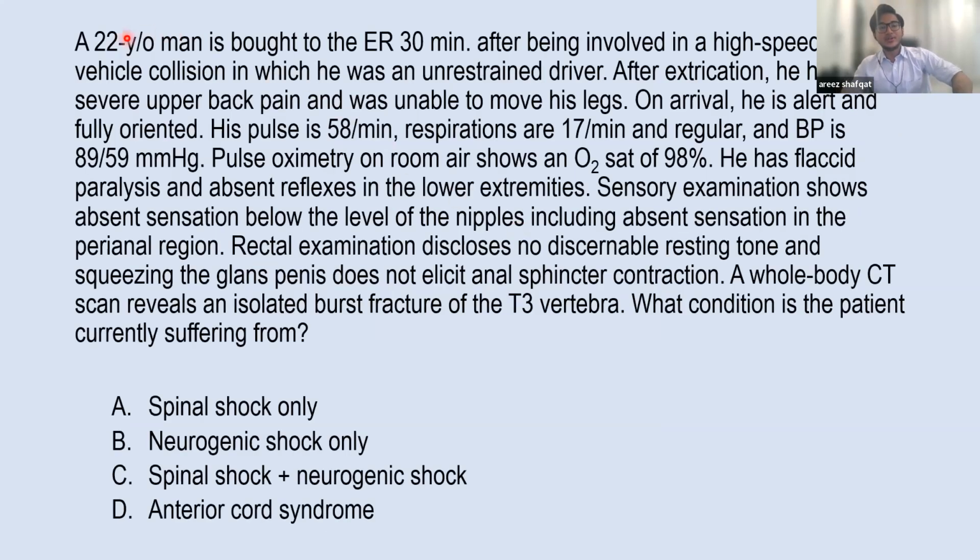So this 22-year-old man, I made up this scenario just so you guys should be aware of this distinction, all right? A 22-year-old man is brought to the ER 30 minutes after being involved in a high-speed motor vehicle collision. After examination, he has severe upper back pain and was unable to move his legs. His pulse was 58, respirations were 17 and regular, and blood pressure is 89/59. Pulse oximetry on room air shows an oxygen saturation of 98%.